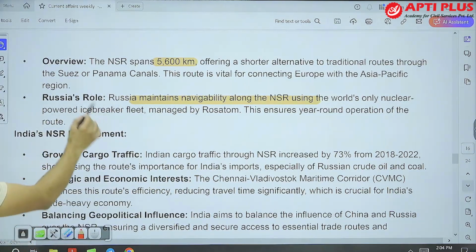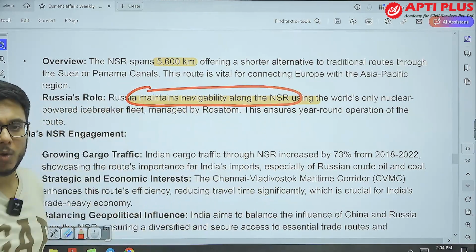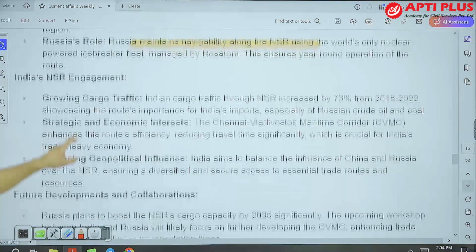Now, when we talk about Russia, Russia is now bringing navigability. It is trying to navigate through the Northern Sea route. Now, India's engagement with the Northern Sea route.